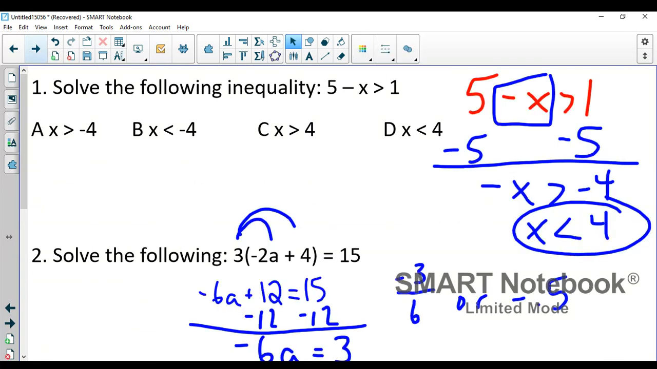Number one, solve the following inequality. This is very similar to the problem we did in the last lesson. We box the variable because it's negative, which lets us know at the end of the problem, we're going to have to switch our sign around. So from here, we just solve it. We take 5 away, divide each side by -1, and the key being is that we flip the sign right here.